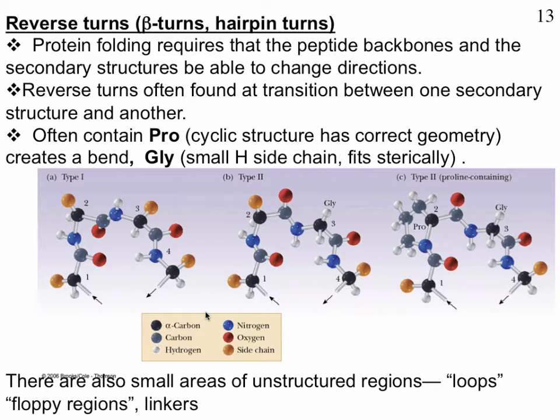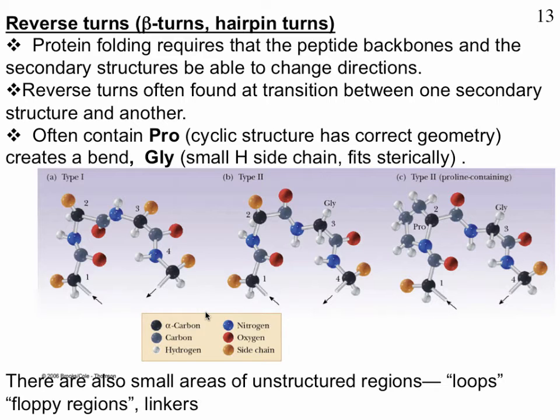Okay, so now we're going to talk about reverse turns or beta turns or hairpin turns. These are turns that connect the secondary elements. Proteins require the peptide backbone and the secondary structure to be able to change directions, and so you need these different turns to transition from one secondary element to another.